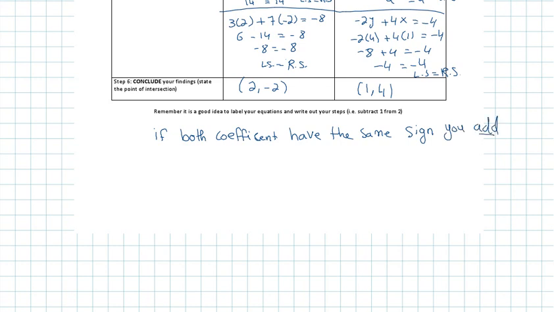Okay, so let's say if you have 3x plus 2y equals 5 and 3x minus 4y equals 10, let's say. They both have the same sign, right? They're both positive, right? I mean subtract. I did it again. You subtract. Okay? You have to subtract them because they both have a positive sign. Even if they both have a negative sign, you still have to subtract.